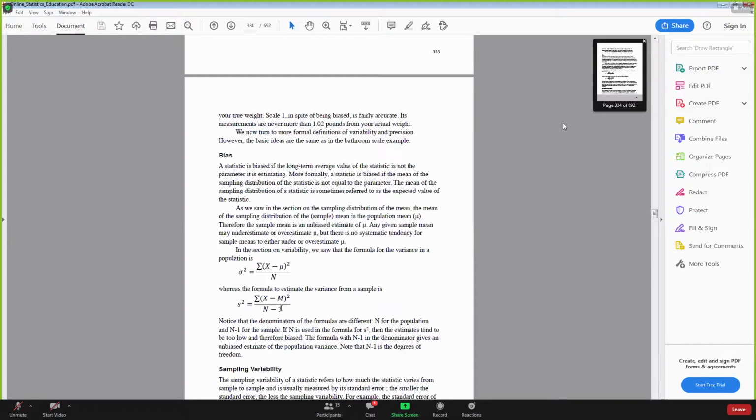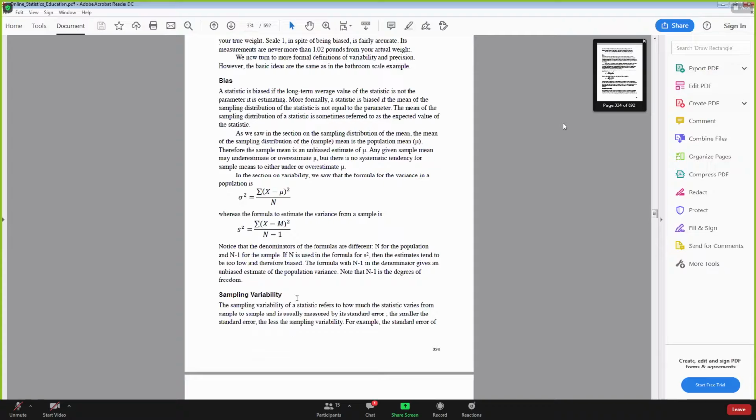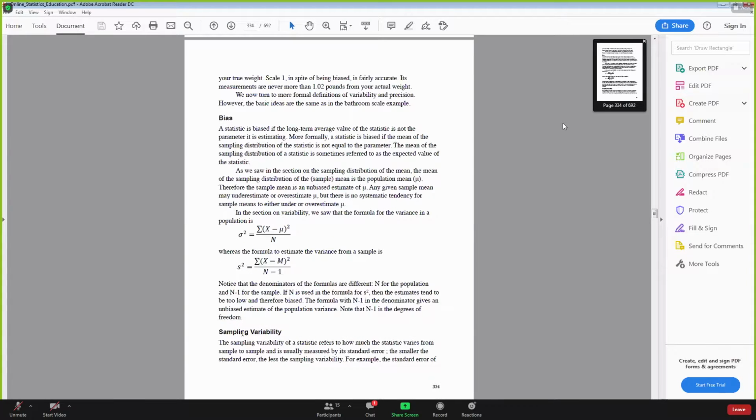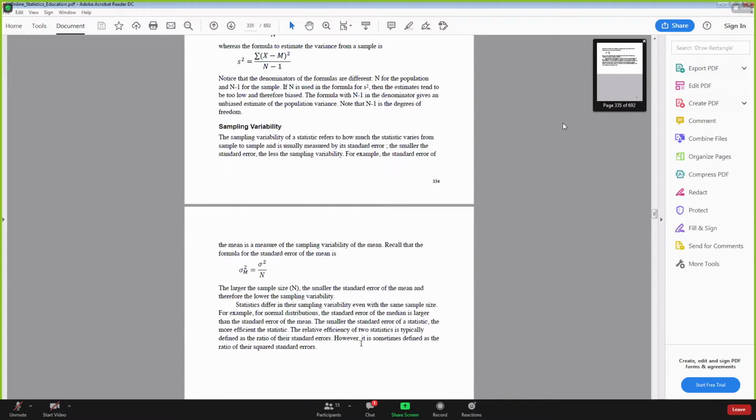Okay, so in these textbooks, what I call the variance is called here sampling variability. Maybe it's a more suggestive name, because from sample to sample you have a little bit of a difference.